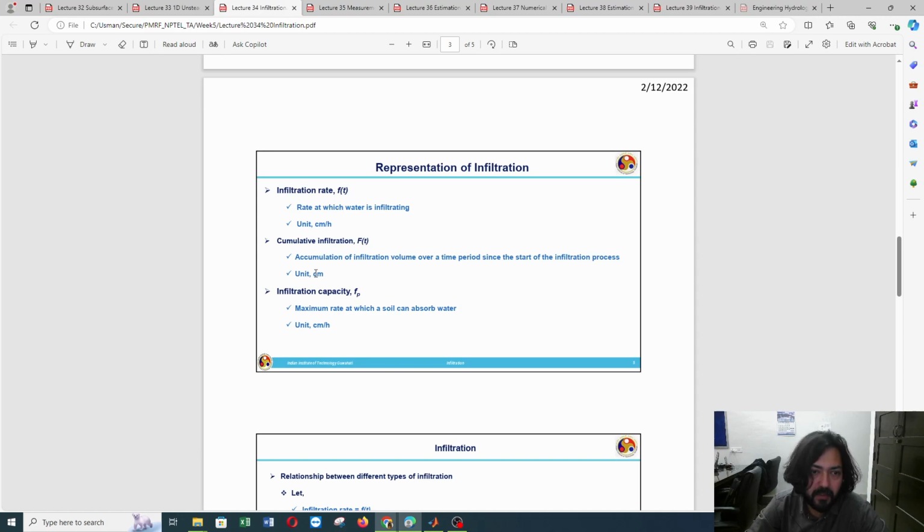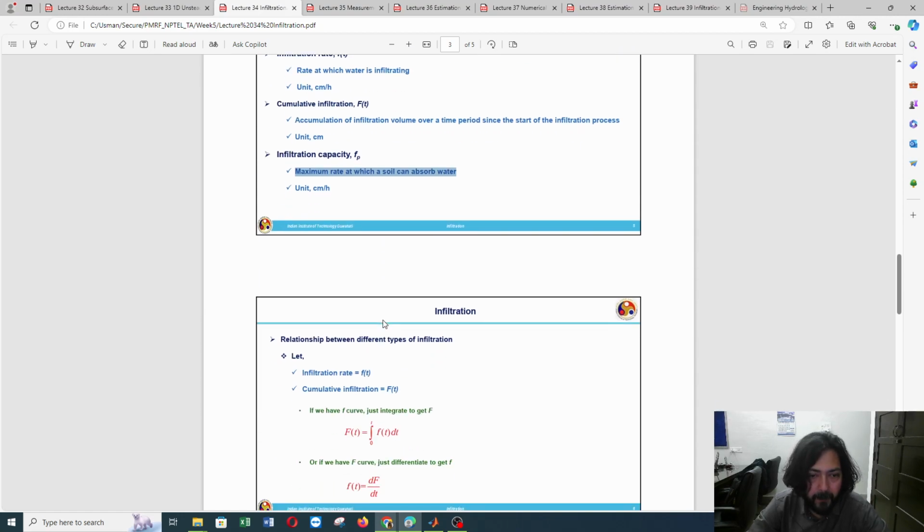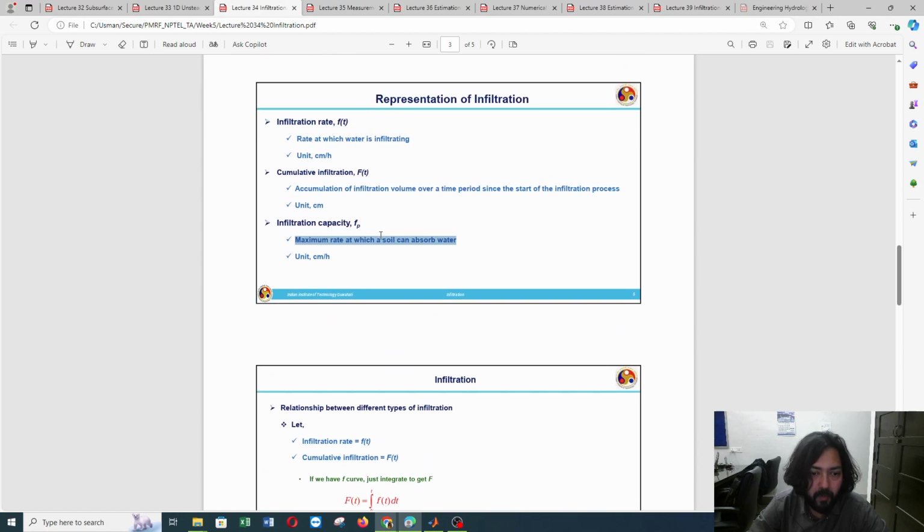The unit of it is centimeter. And the last is infiltration capacity. So what does infiltration capacity mean? It is the maximum rate at which the soil can absorb water. So these are two different things. This is the rate at which the water is infiltrating, and this is the maximum rate at which the soil can absorb water, right? So these are the three ways we can represent infiltration: infiltration rate, cumulative infiltration, and infiltration capacity. Now there is a certain relationship between infiltration rate and cumulative infiltration.